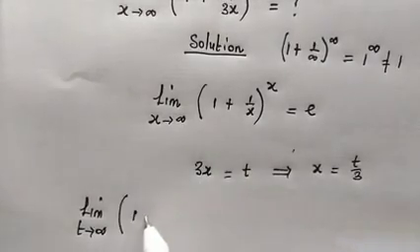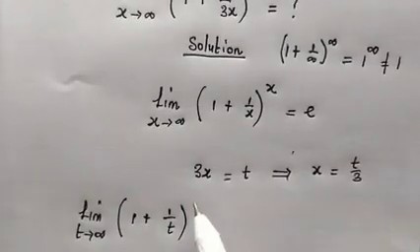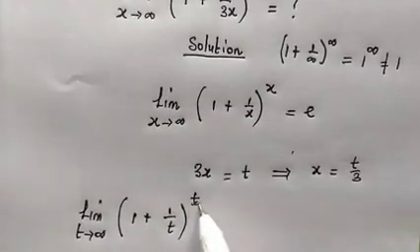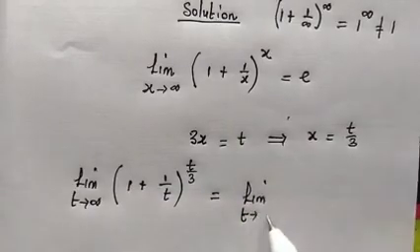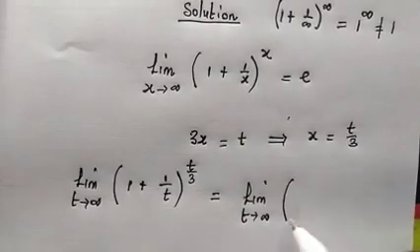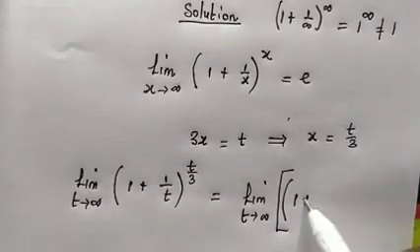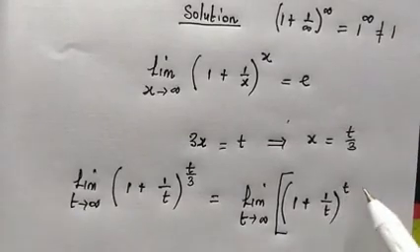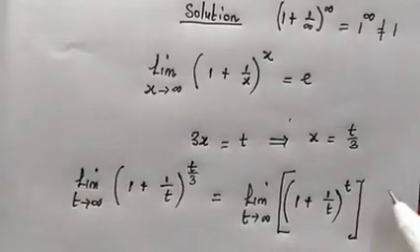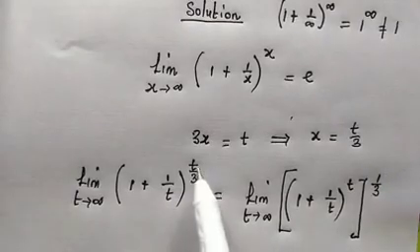And here we're going to have 1 plus 1 all over t, right? Then the power x will become raised to the power of t all over 3. Now we can write this as limit as t is approaching infinity of (1 + 1/t) raised to the power of t, and then we're going to have to the power of 1 over 3. We know t times 1 over 3 will give us this t all over 3.